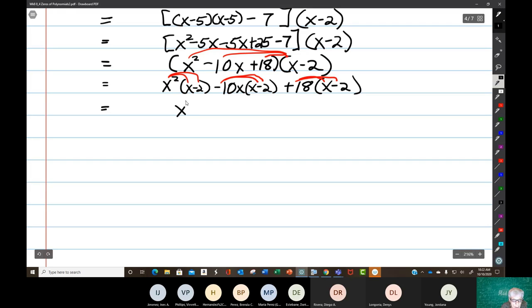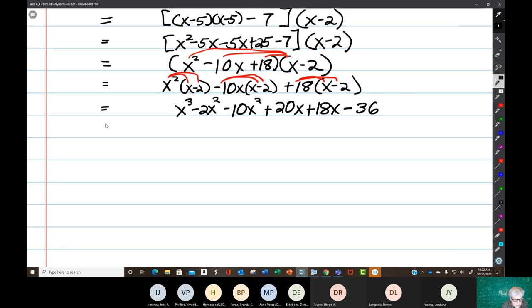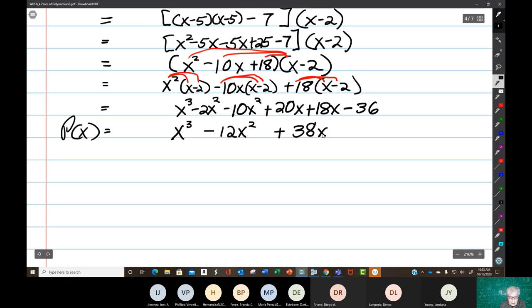That'll be x to the third minus 2x squared minus 10x squared plus 20x plus 18x minus 36. So we have P of x equals x to the third. Okay, I take away 2x squared, I take away another 10x squared, minus 12x squared. I add 20x and then I add another 18x, that'll be plus 38x, minus 36. Oh my golly gosh.